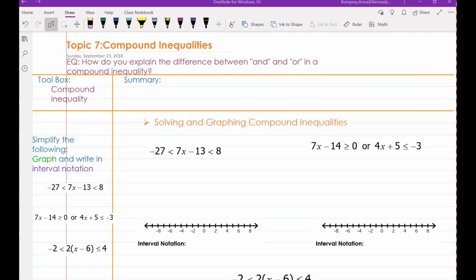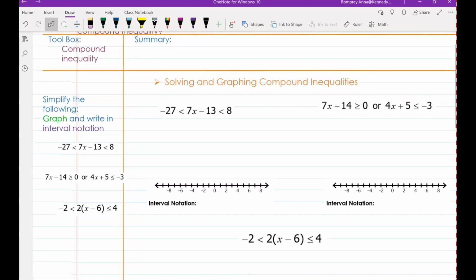Hey guys, so today we're going to look at compound inequalities. Now, we looked at, I guess, what you would call a normal inequality first that had one solution set. It usually started at a number and had all of the solutions above or below that number. Now, compound inequalities are a little different.